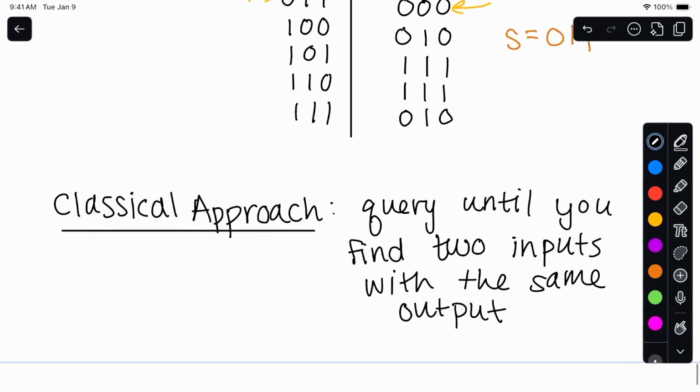So classically, what can we do? Well, you can just query until you find 2 inputs with the same output. So just keep trying, and then eventually you'll get 2 that have the same output, and you can see what the difference between them is. But there's a little bit of a tricky issue here, which is that if s is equal to 0, then that means that actually every input has a distinct output. So you'd actually have to check half the inputs plus 1 in order to be sure that s is equal to 0 and not something else.